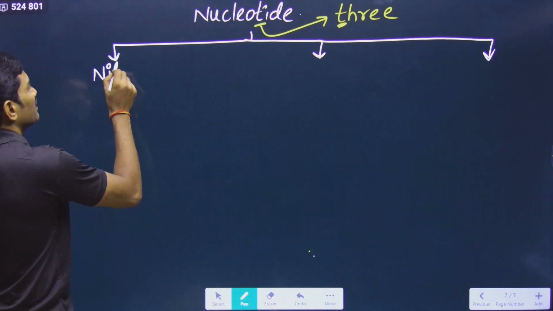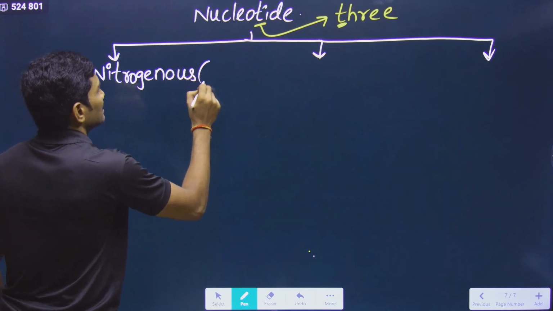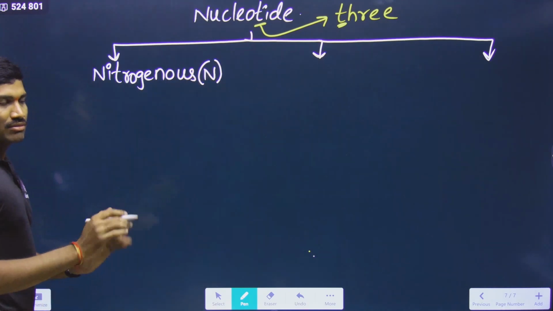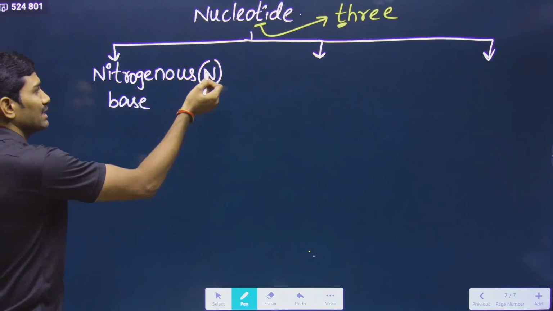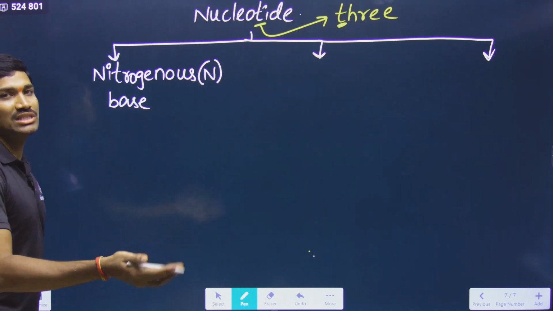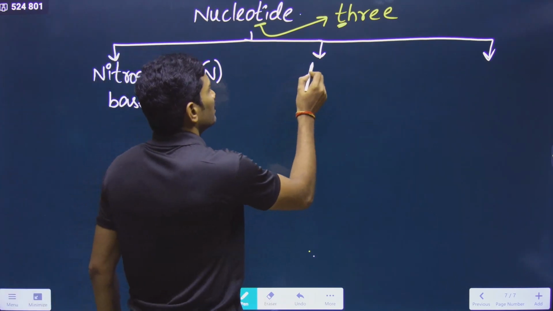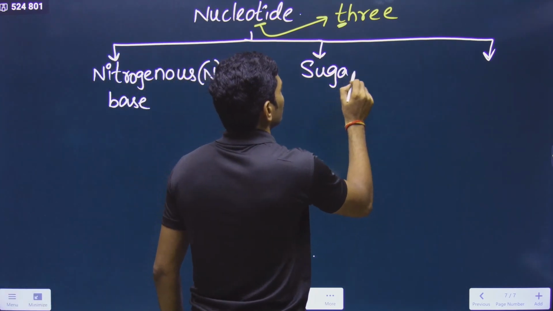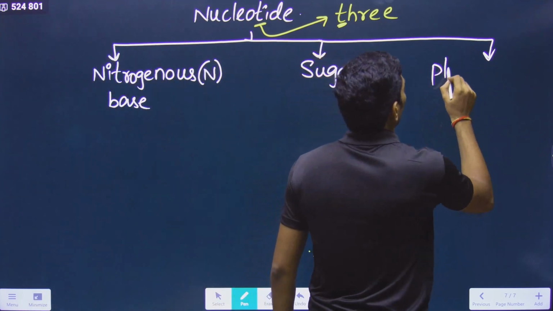Next one. What is the first one? Nitrogenous base. Generally, when we are writing, we will write simply N base. N base means nitrogenous base. Instead of writing a long one, we are writing like this. Next one is a sugar residue. Next one is a phosphate group.